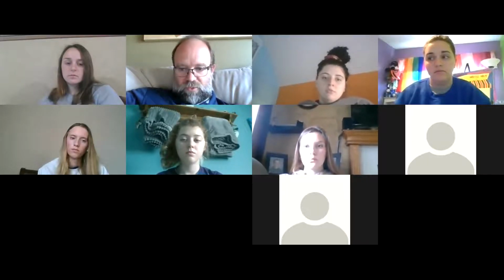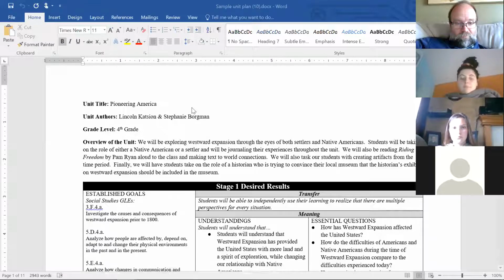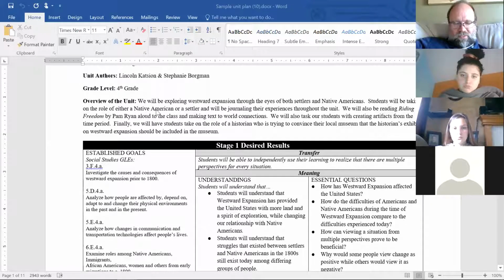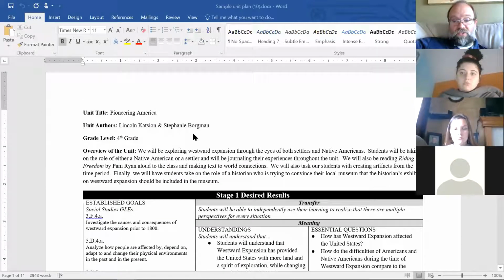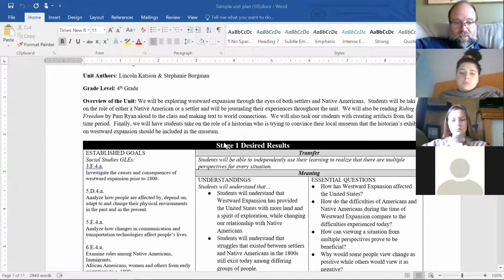Okay, so your sample unit plan is going to look like this, and you can see it's a social studies plan. These are the authors. These are students who went through the program just a few years ago. It's a 4th grade plan. Now, some of you are not going to be elementary school teachers. Some of you are not going to be social studies teachers, but the elements of the unit plan are the same throughout. Whether you do a math plan in high school or an elementary social studies plan, the elements of understanding by design are the same.